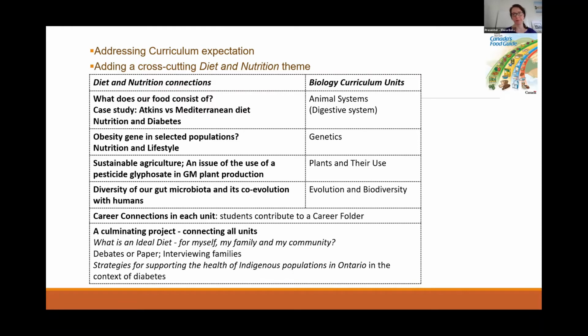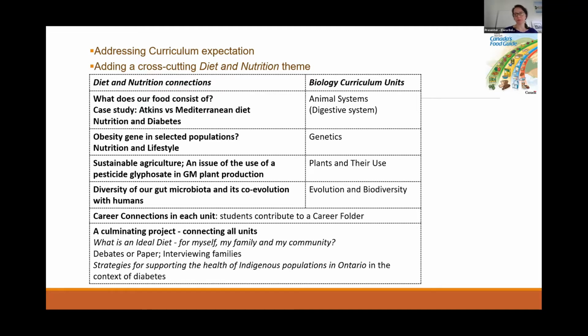In plants and the use of plants unit, we included discussion of the issues of the use of pesticides when genetically modified plants production is carried out on the farms. In evolution biodiversity unit, we included questions about diversity of our gut microbiota and coevolution, and many other topics that could connect all units together. And the culminating project again connected all units, and there were debates, or some students chose to do a paper.